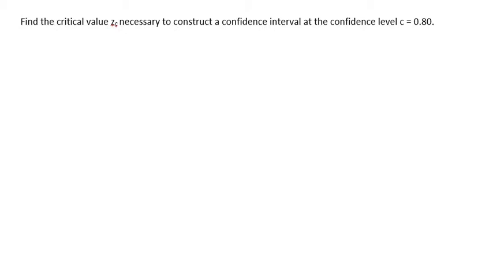Find the critical value, z sub c, necessary to construct a confidence interval at the confidence level c equals 0.80. Now first, what I would like to do is think about a number line.